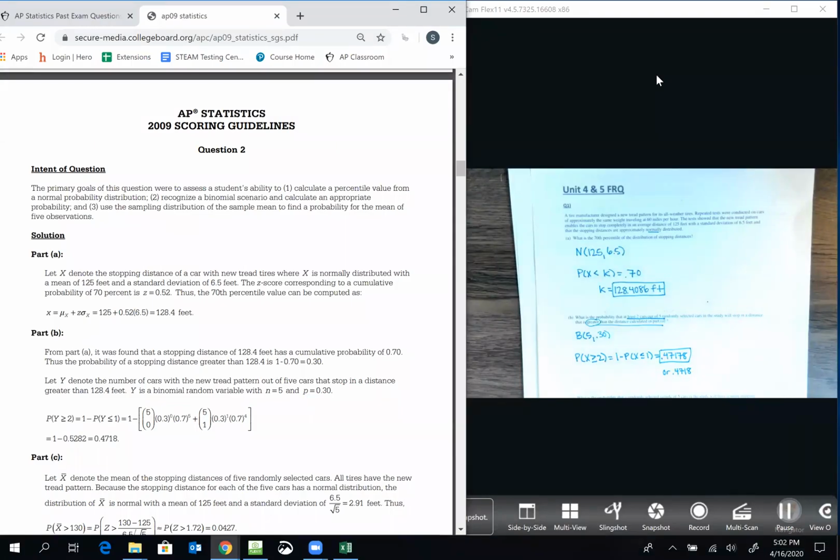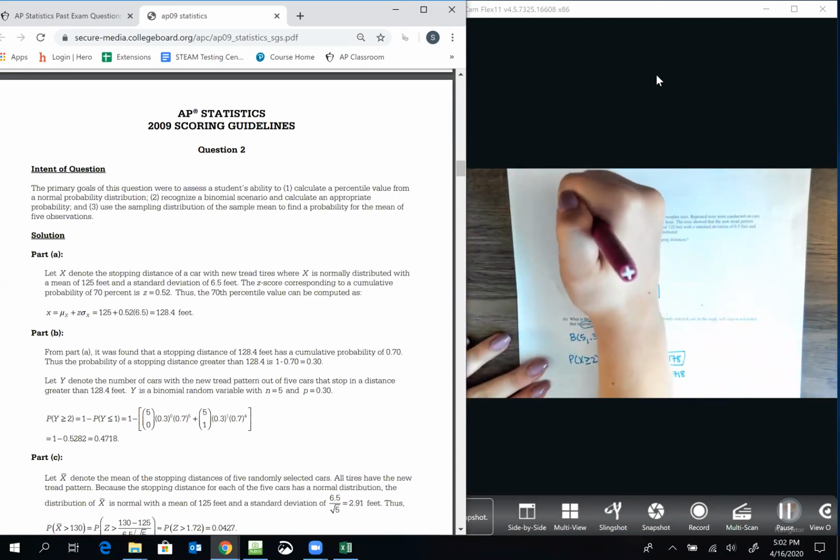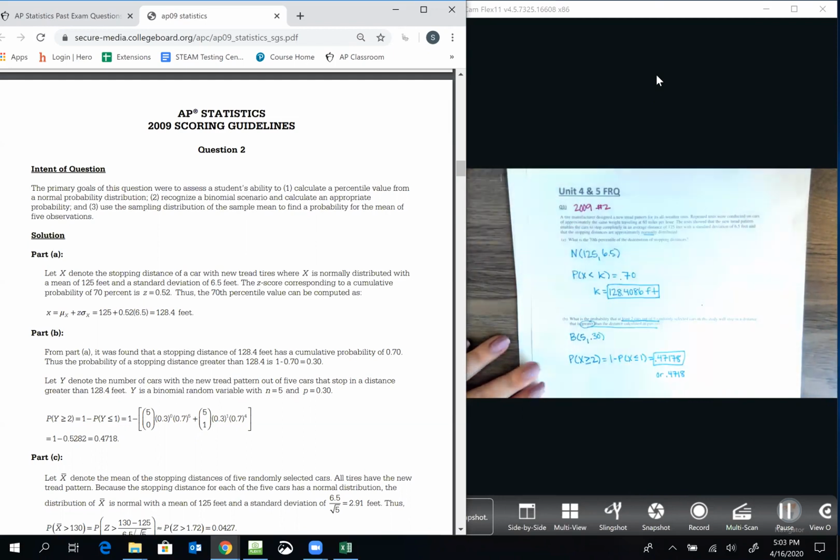All right, we're starting Unit 4 and Unit 5 FRQs. This is question 1. If you want to look this up online so you can follow along, this is 2009, number 2. So you just Google AP Statistics 2009 scoring guideline, go to question 2.